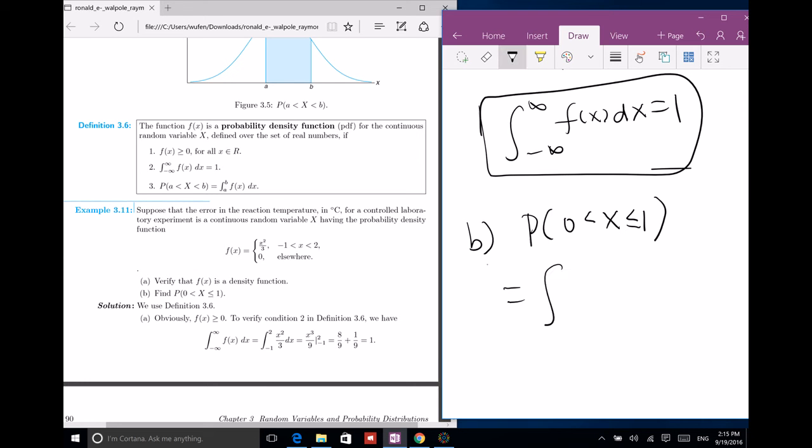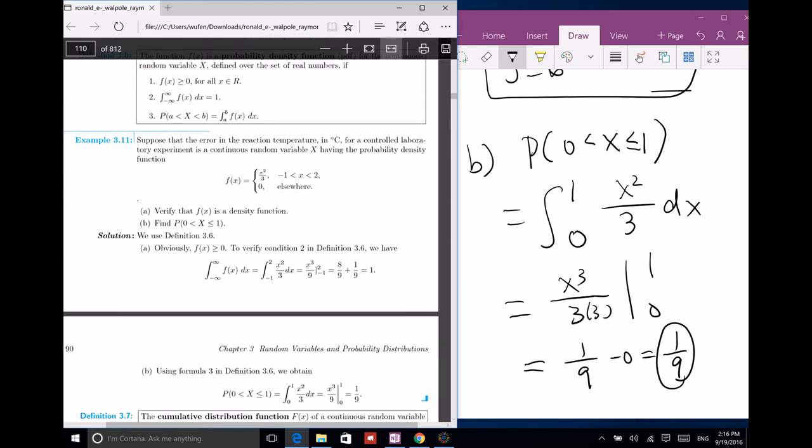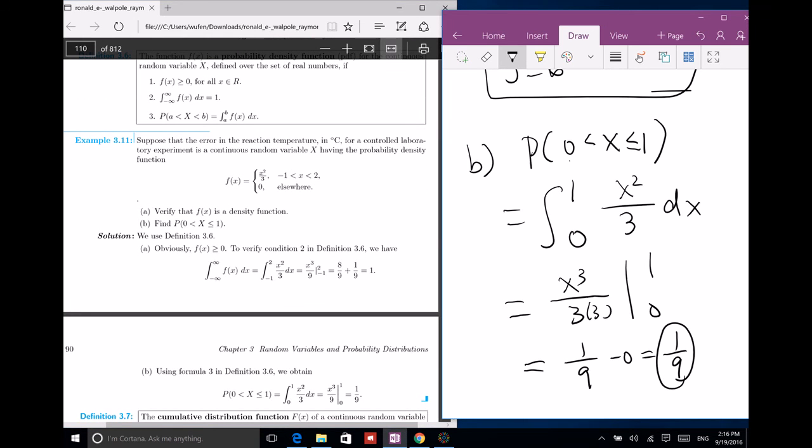And also the probability is going to be just take this integral from 0 to 1 of x squared over 3 dx. The antiderivative is x cubed over 3 times 3. We just get that, and from 0 to 1, plug 1 into here is 1 over 9, plug 0 into here is 0, so the answer is 1 over 9. That is your probability of x between 0 and 1.